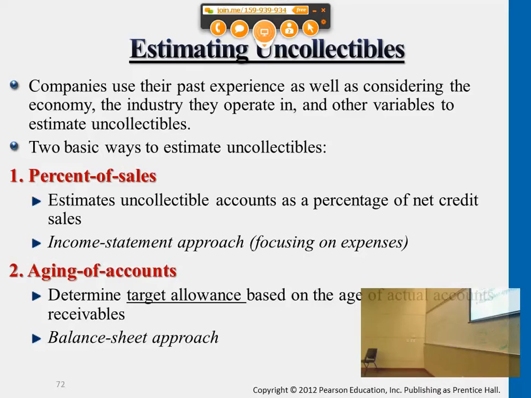So some companies use just one of these methods. Some companies may use a combination of these two methods. Percent of sales typically is used on a monthly basis by a lot of corporations. And for aging of accounts, usually if companies use a combination of the two, they will only do this at the end of the year. They summarize all the accounts receivable accounts, slice them by age, and then use aging of accounts to estimate the part that they may not be able to collect. Okay, so some companies use this one, and some companies use a combination of these two methods.